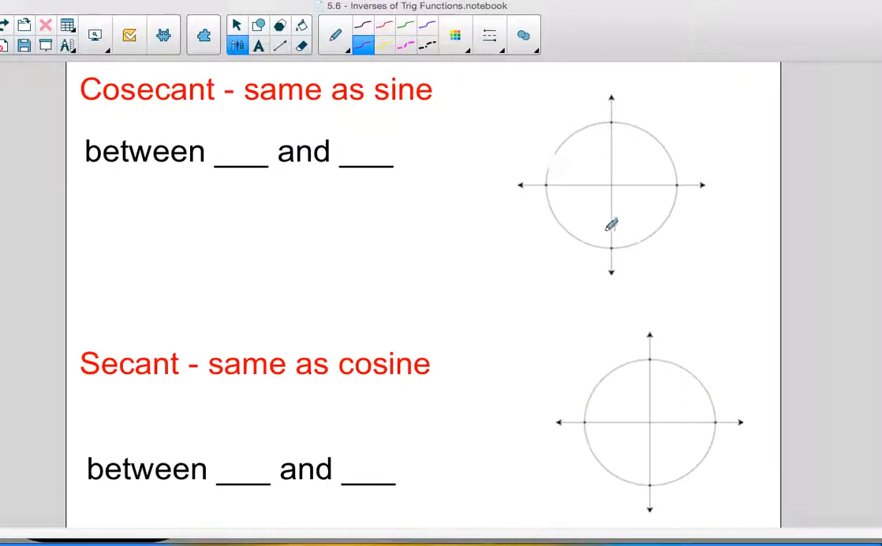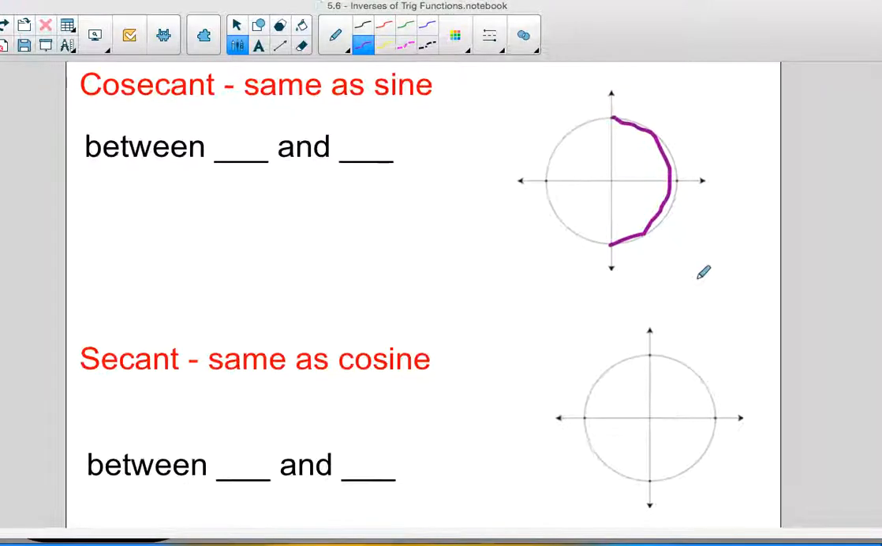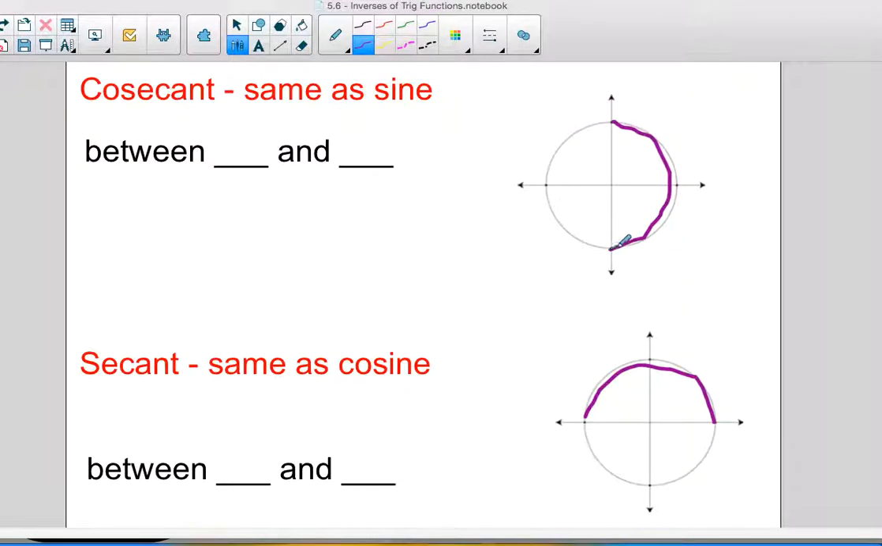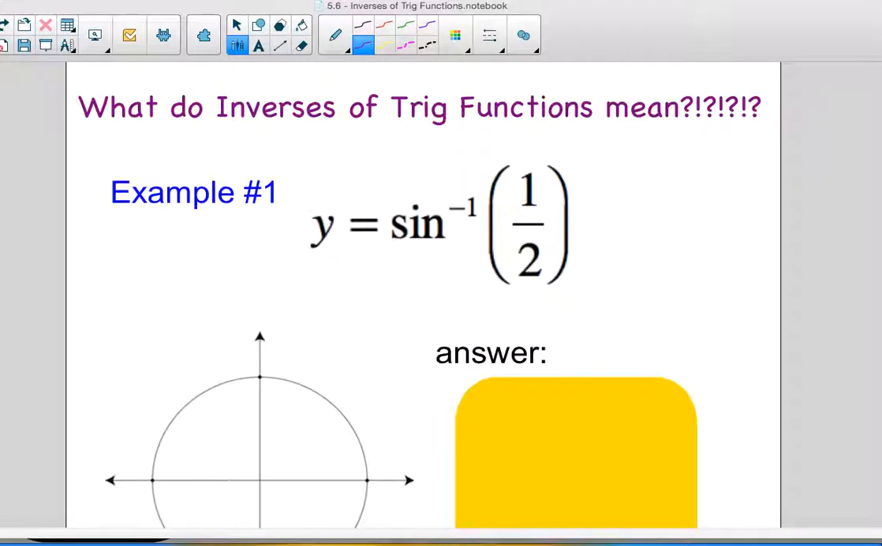So sine was negative pi over 2 to pi over 2. This is the same. And secant is the same thing as cosine, just because, again, those deal with the x values just like cosine. So you're going to get all your different x values from here to here. Whereas cosecant, you get all your different y values from here to here. And those are principal values.